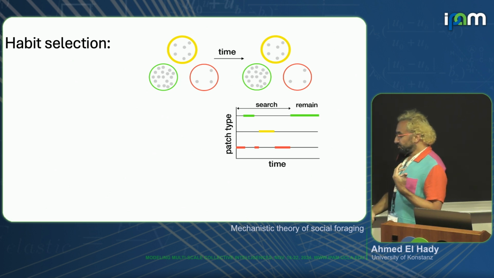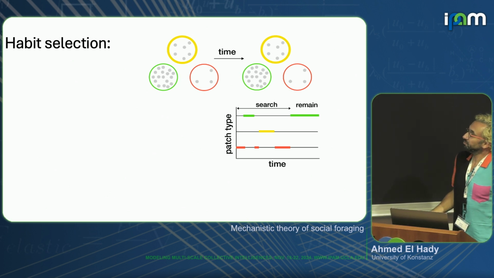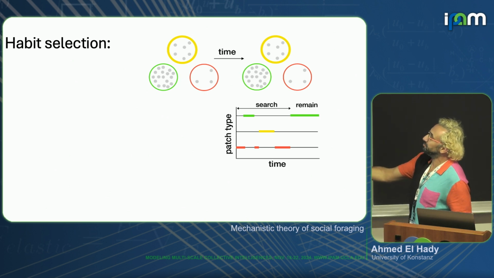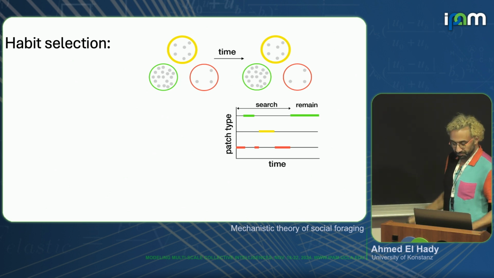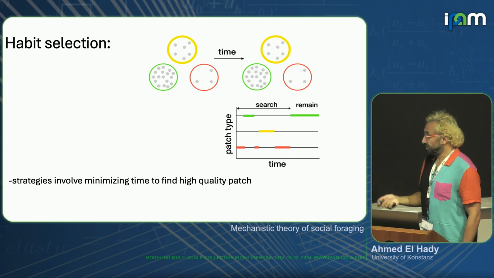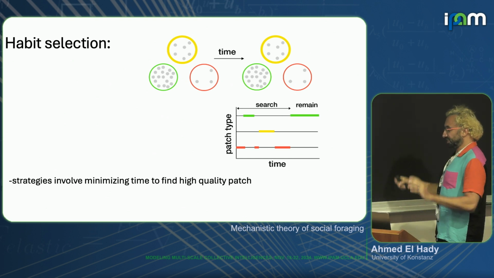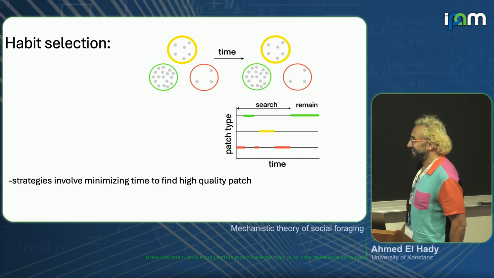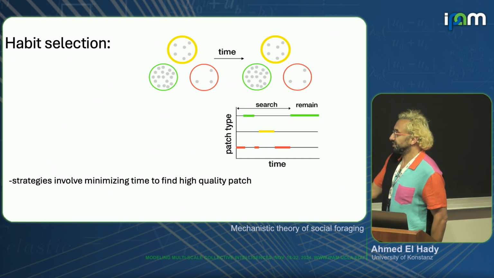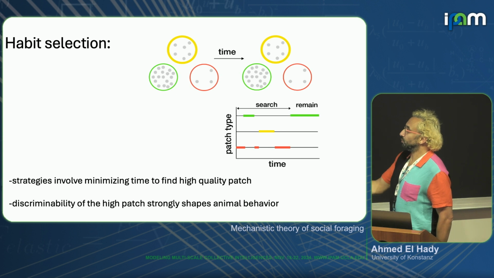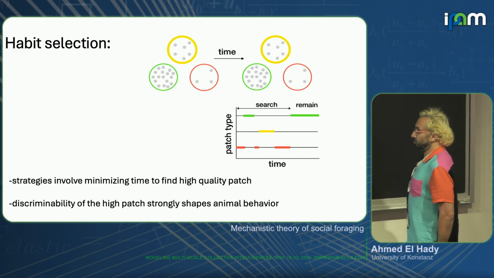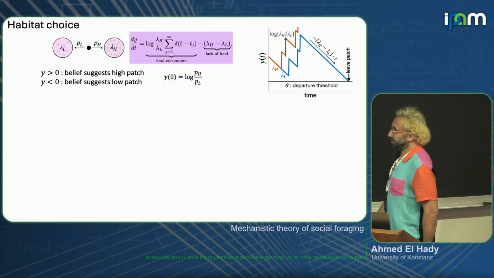So let's think together, how would the animal try to solve this? I keep searching, and then over time, I realize that this is a non-depleting habitat, and I will remain there forever. So maybe what the animal is doing, the conceptual animal, is trying to minimize the time to find the high-yielding patch. And the more obvious the habitat, the easier I will find it. Can we get this from the model?